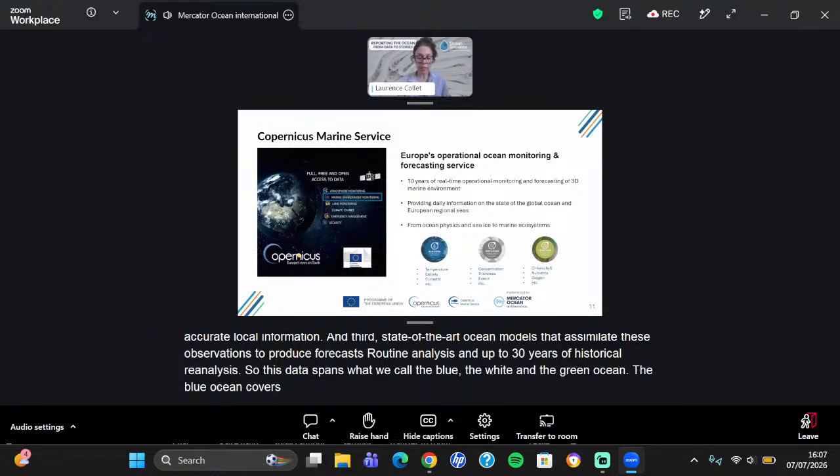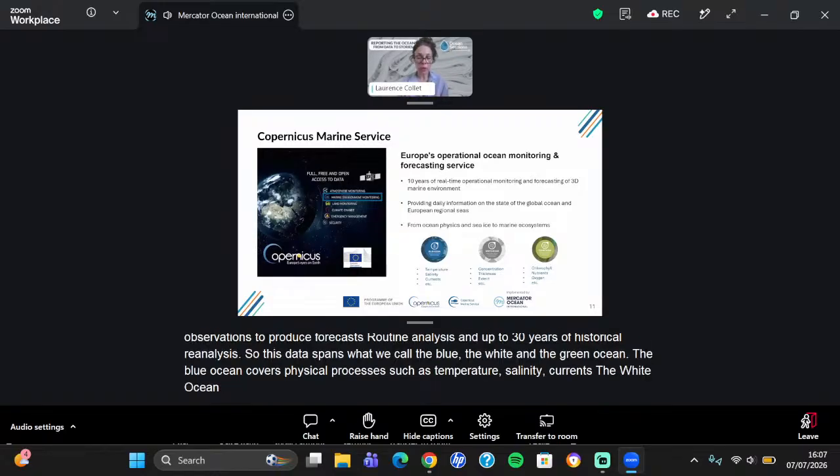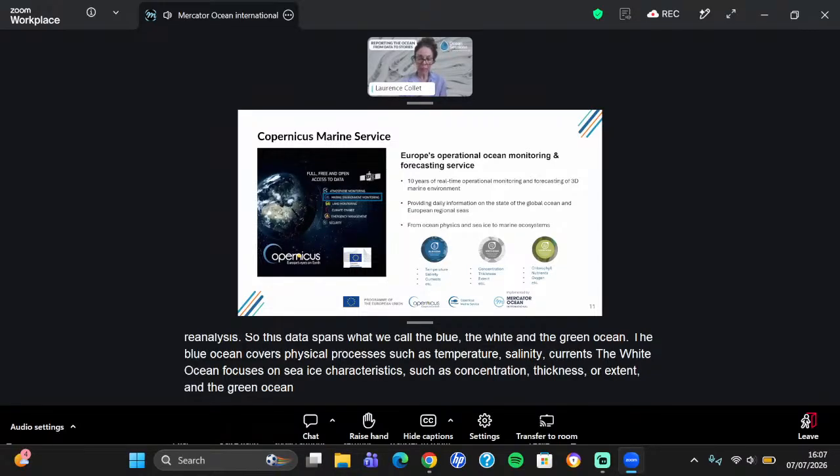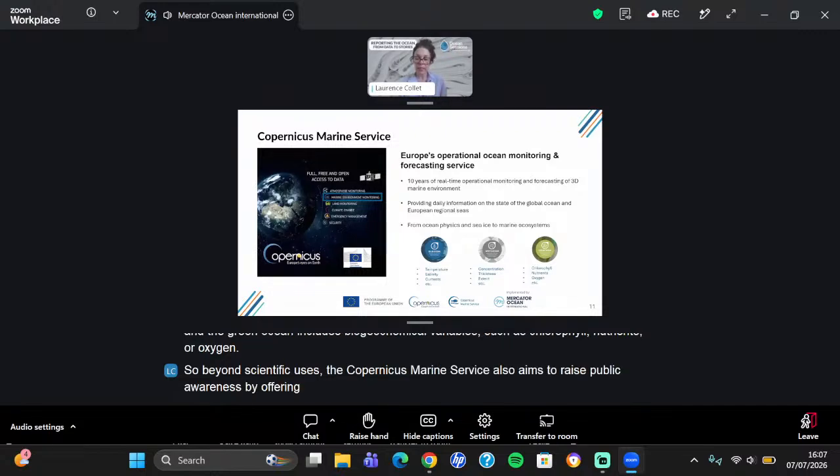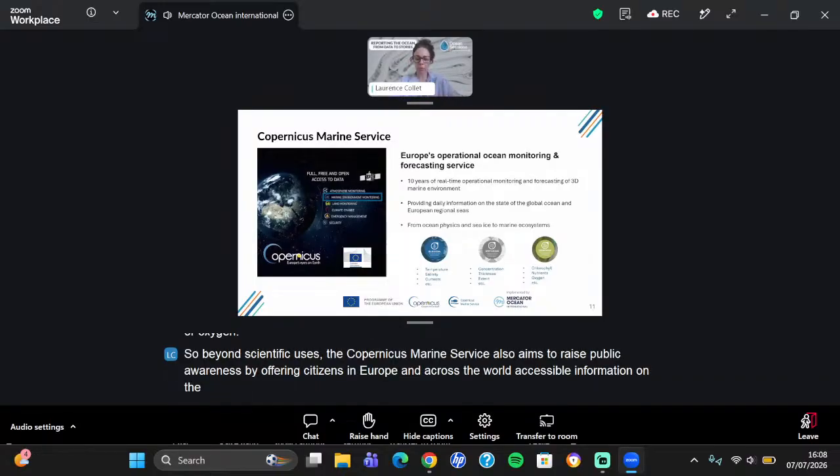The blue ocean covers physical processes such as temperature, salinity, currents. The white ocean focuses on sea ice characteristics such as concentration, thickness, or extent. And the green ocean includes biogeochemical variables such as chlorophyll, nutrients, or oxygen. So beyond scientific users, the Copernicus Marine Service also aims to raise public awareness by offering citizens in Europe and across the world accessible information on the state of our ocean and the challenges it faces.